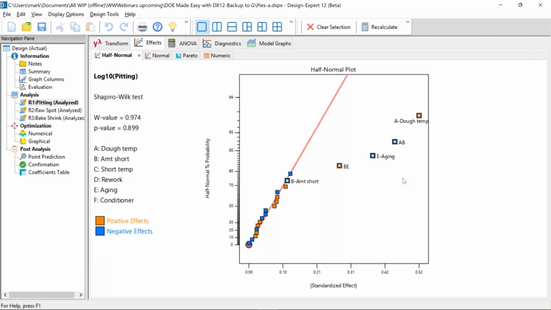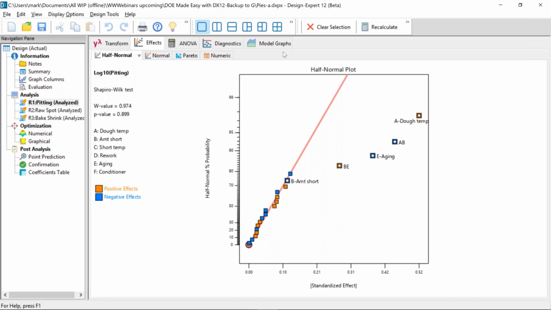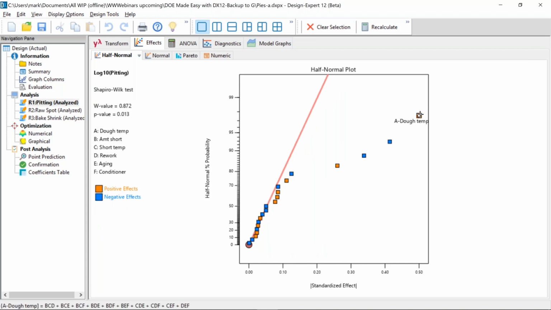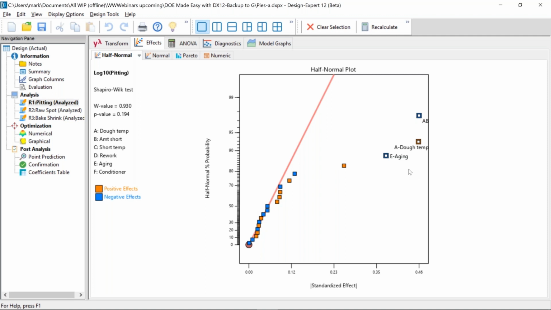Now, these effects, I'm going to clear the selection. You can select, one at a time, starting with the biggest effect, which is the dough temperature. The next biggest effect is the interaction of dough temperature with the amount of shortening. Aging of the dough is an effect, and then I've got the interaction of B, which is the amount of shortening, with E, which is the aging.